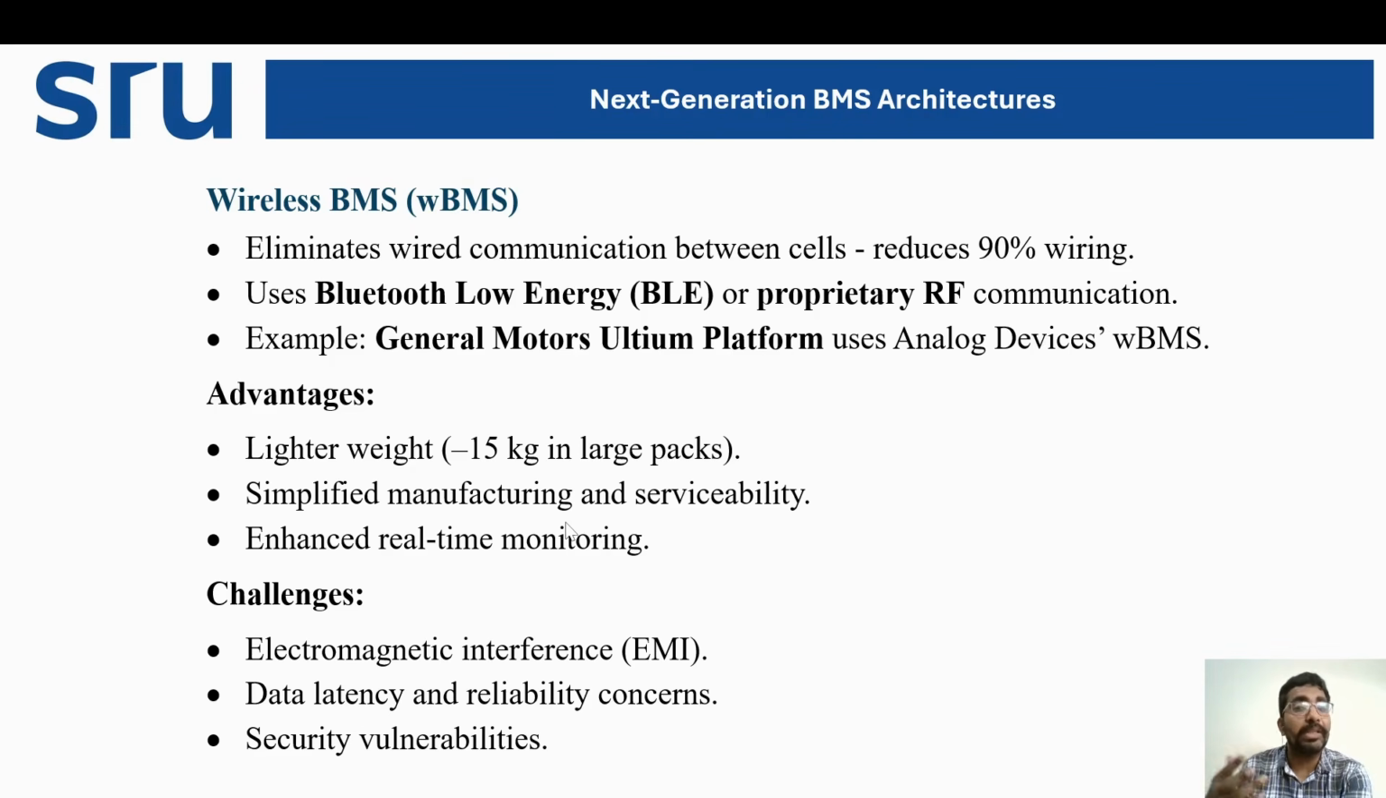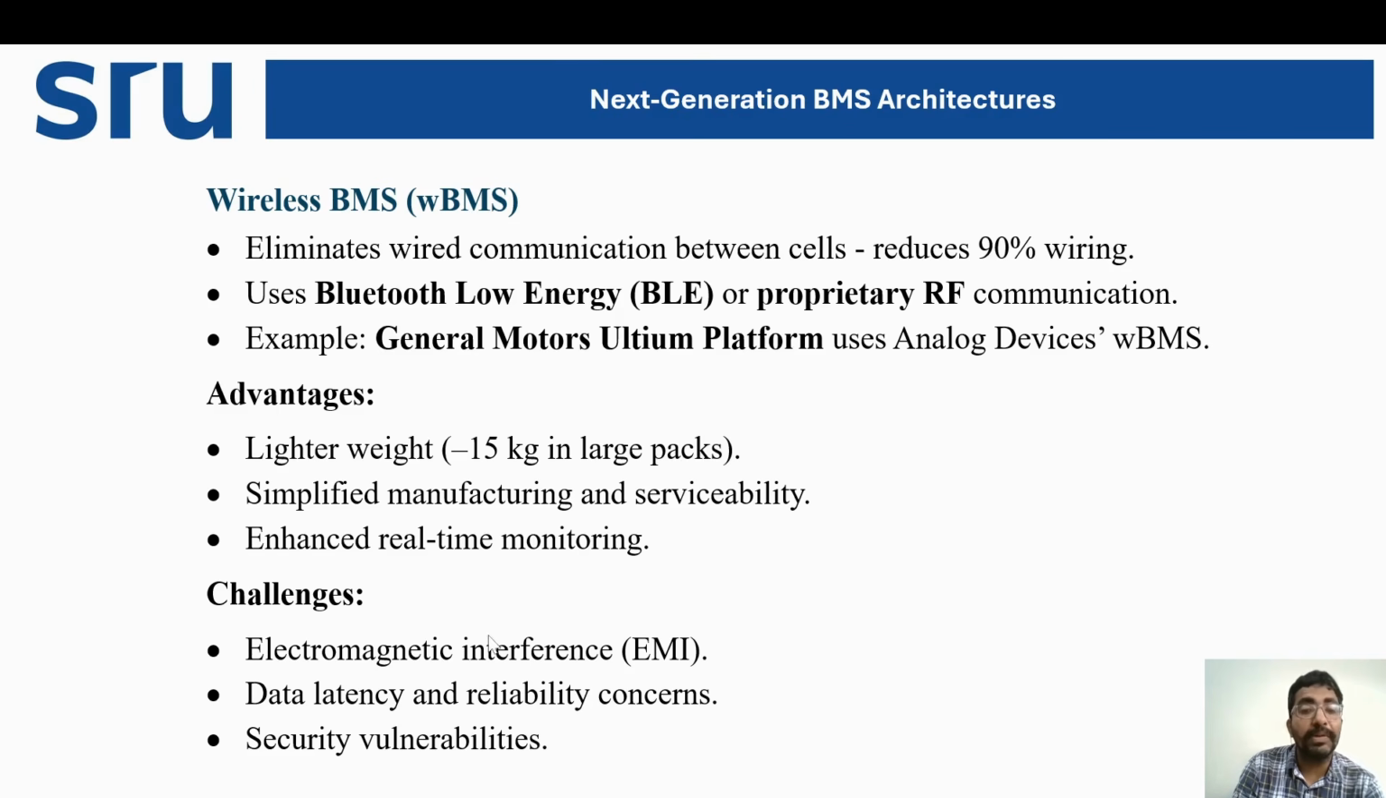So what are the advantages of this wireless battery management system? It is lighter in weight because if the number of wires is removed, the weight is reduced. In a large pack, up to 15 kg will be reduced. Similarly, simplified manufacturing and serviceability. If a lot of connections are not there, there are fewer chances of short circuit, and definitely manufacturing, service and maintenance will be easier. It enhances real-time monitoring also. In real-time monitoring, parameter estimation and all, voltage and current frequency monitoring will be better.